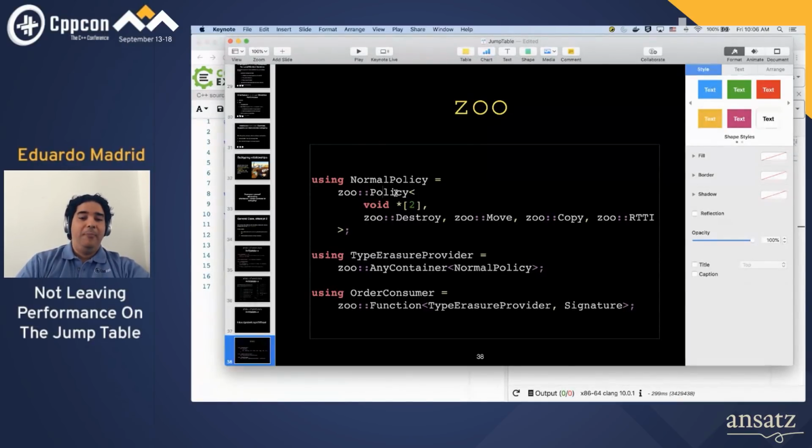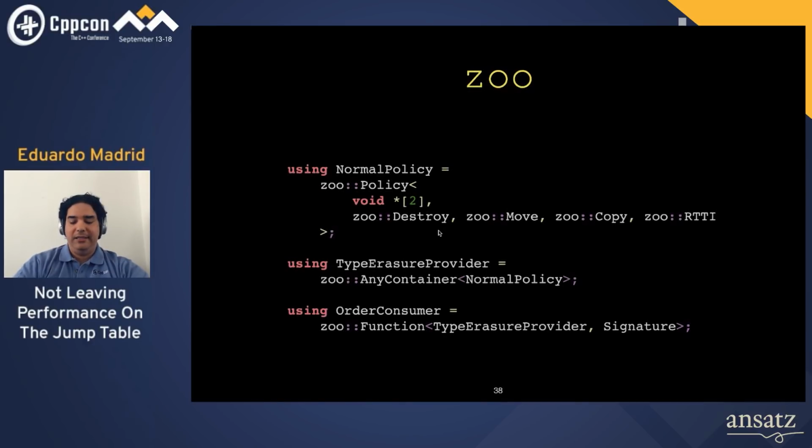A policy also takes something that we call affordances, which is the set of capabilities that the any container will be able to do. And what are those capabilities in this particular example? It's going to be normally destructible, normally copyable, normally movable, and is also going to have the normal RTTI. So this thing with this policy very, very closely resembles the standard function.